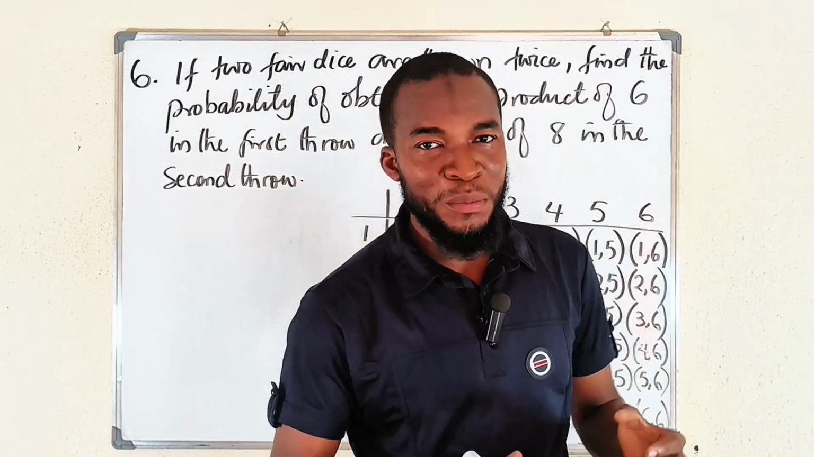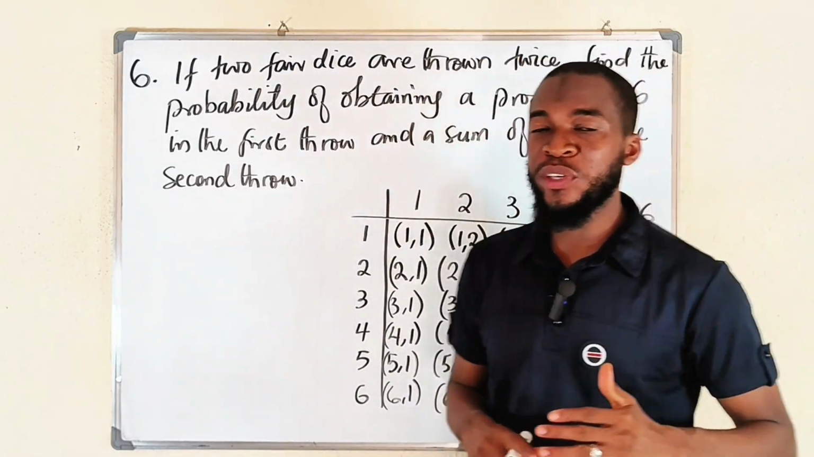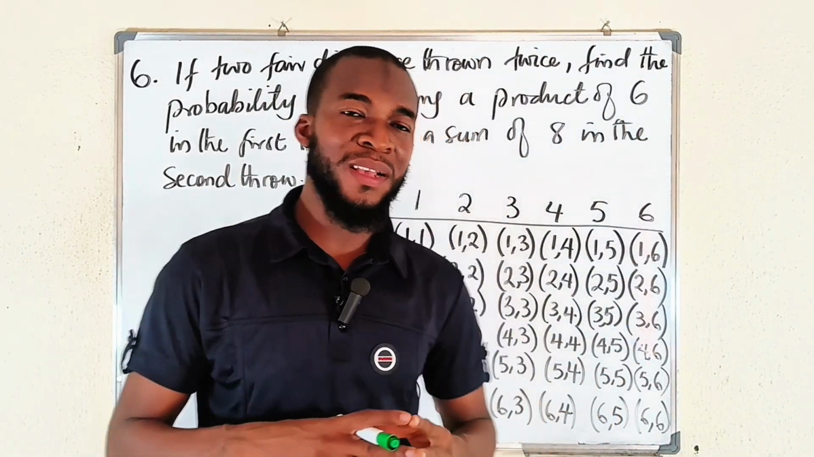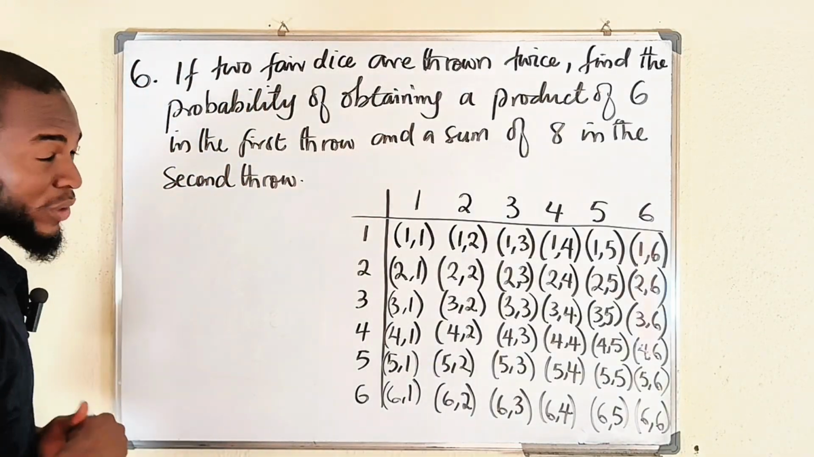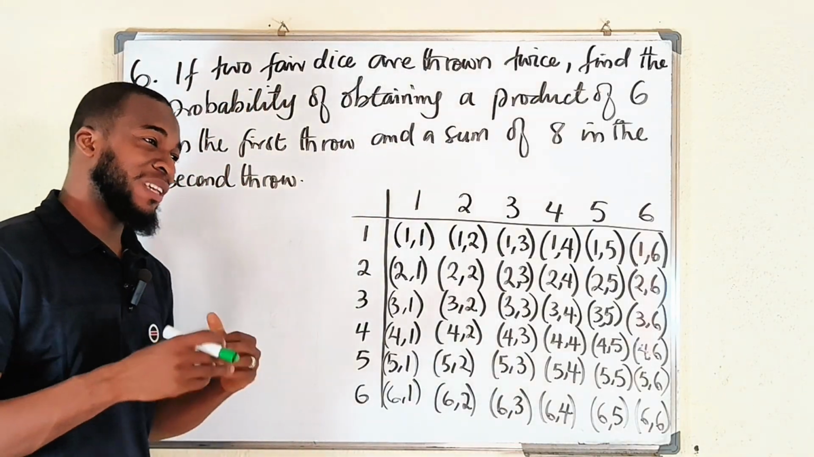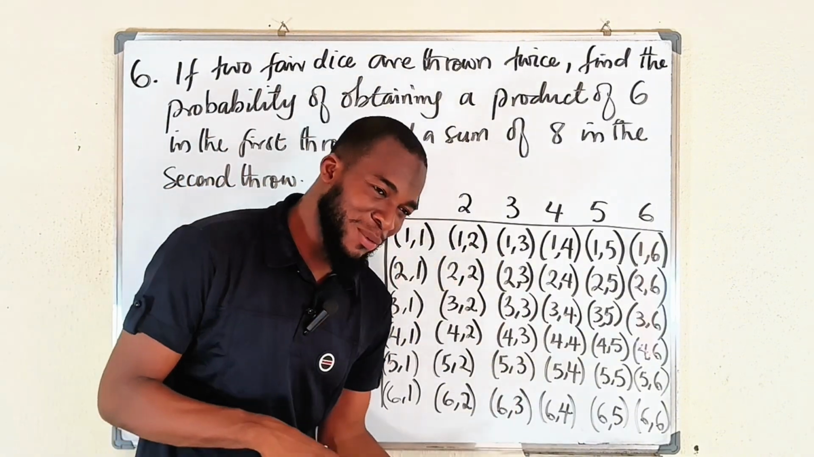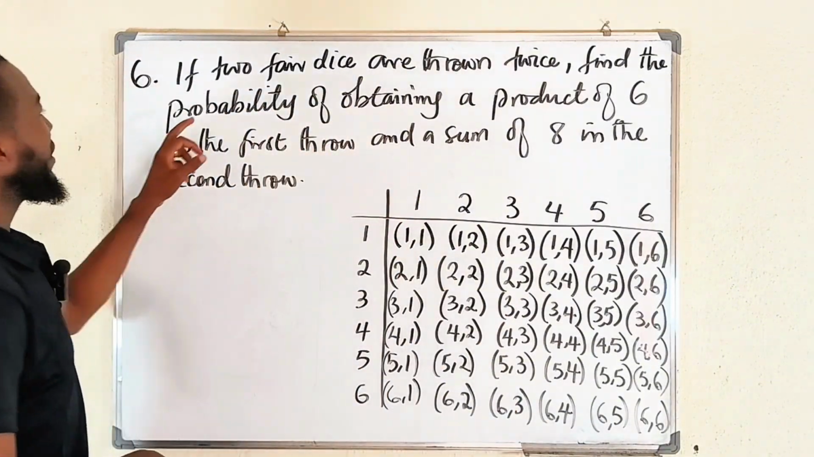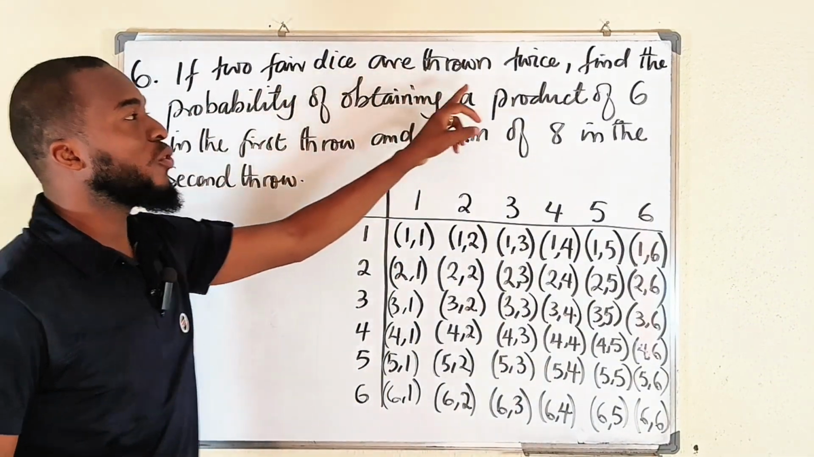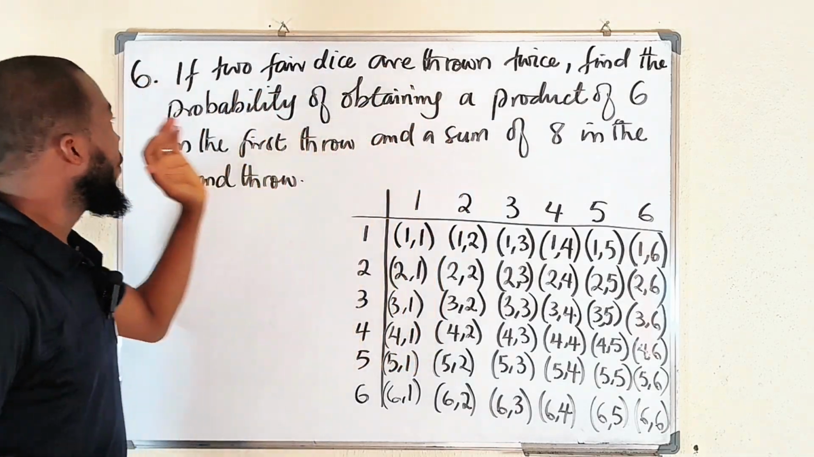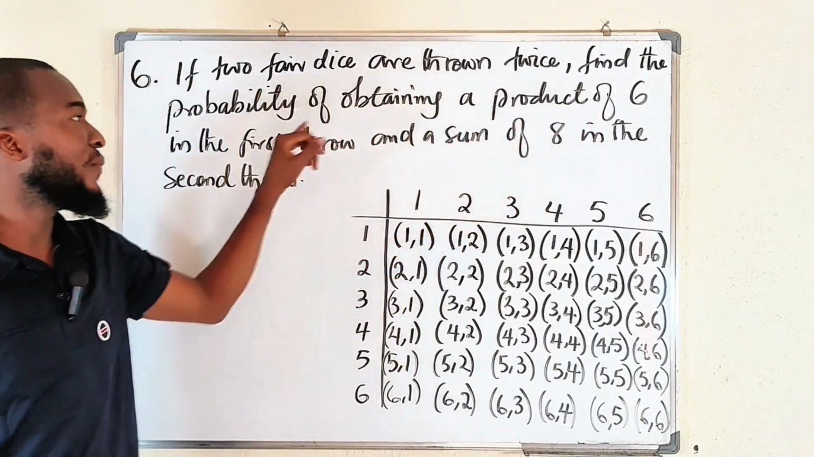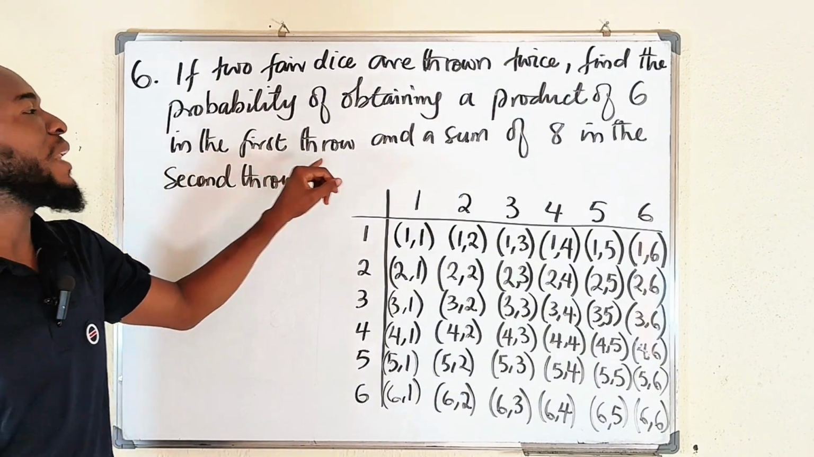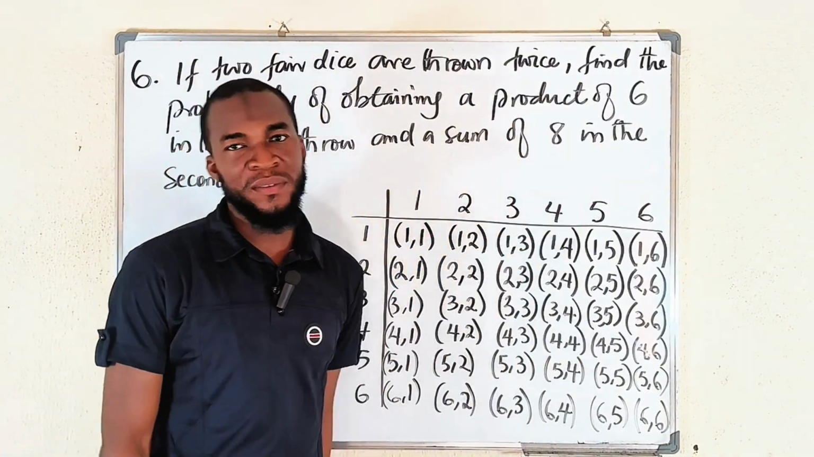Here is question number 6 of WAEC 2025 Further Mathematics Examination, the theory questions. This question is under probability. To save time, I have already constructed my table. If two fair dice are thrown twice, find the probability of obtaining a product of 6 in the first row and a sum of 8 in the second row.